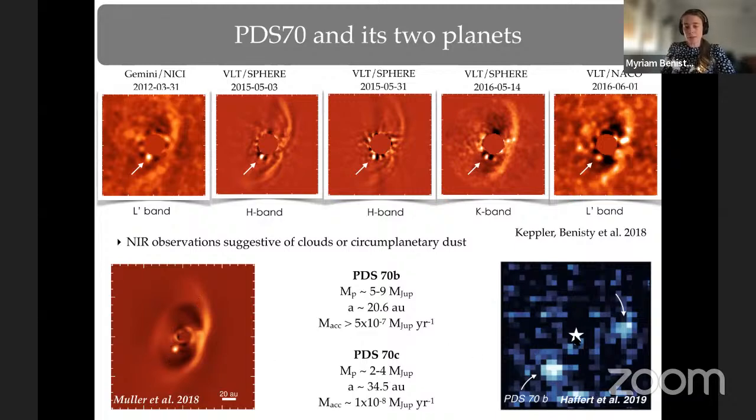And then there is another planet, PDS 70 C, that was detected a few months later in a filter around the H-alpha emission line. And the H-alpha line traces accretion shocks onto the planet. And that means that the two planets are still actively accreting. So they're still embedded. The second one, C, is here. They're still embedded in their host disk. They're still at a late stage of their formation, but still accreting material.